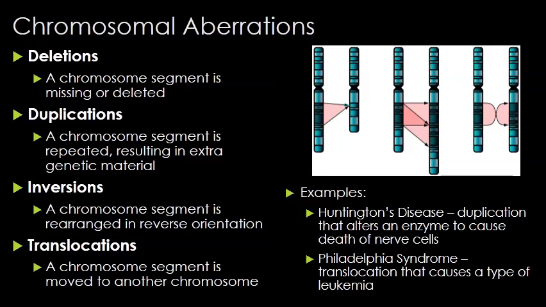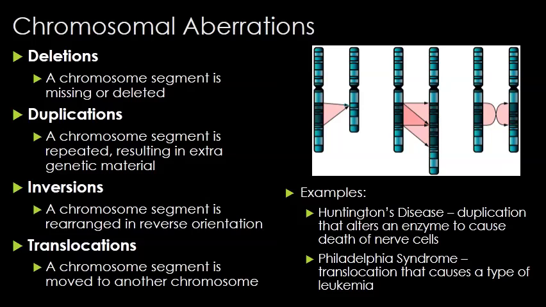Outside of nondisjunction, you can have chromosomal aberrations or mutations. Deletions are going to remove segments. Duplications are going to copy segments. Inversions are going to flip them around so they're in the reversed order. Translocations will move a segment from one chromosome to another one that's non-homologous. So translocation is like crossing over, but to a non-homologous chromosome.